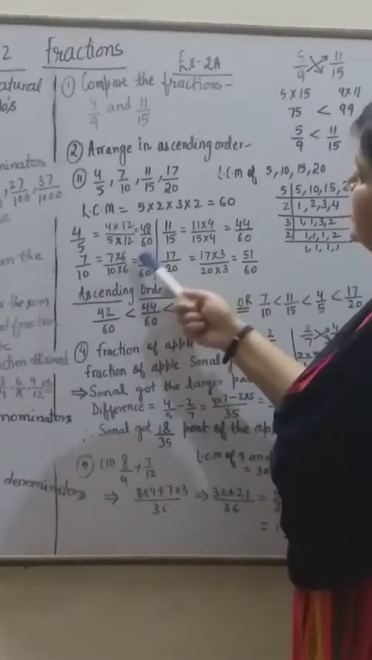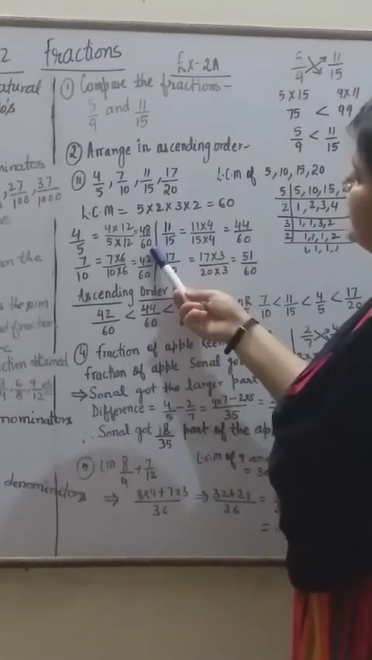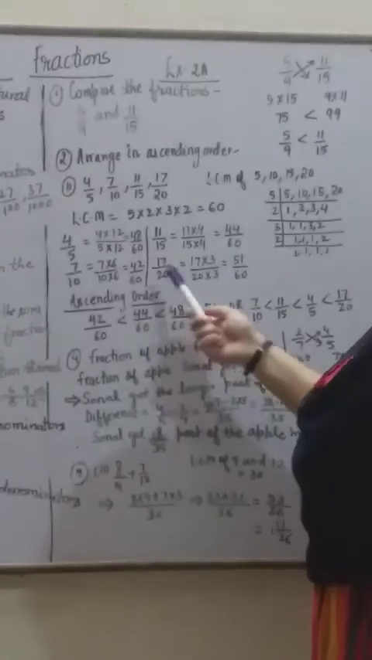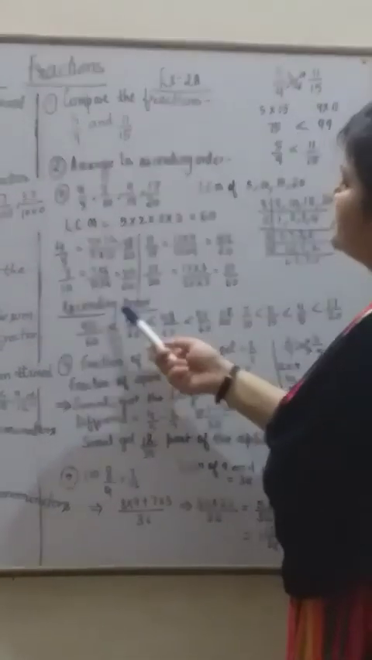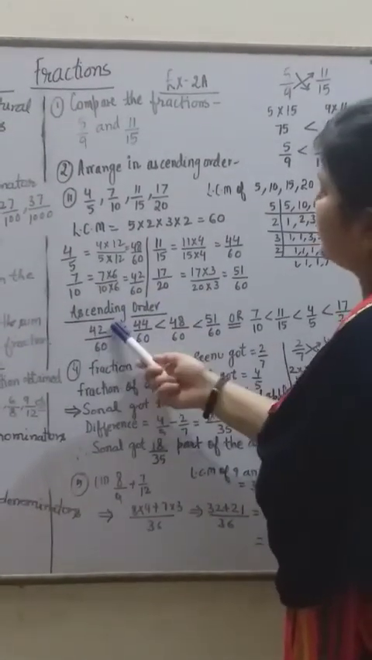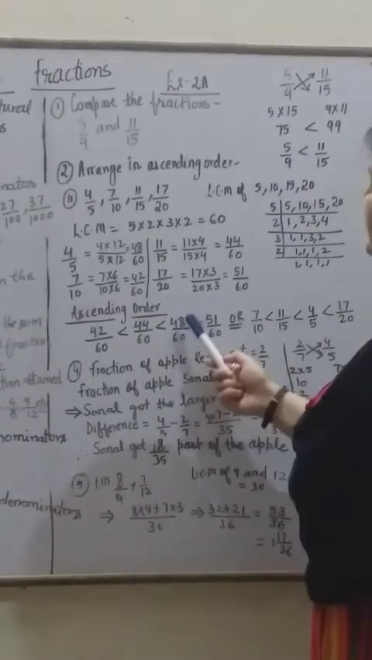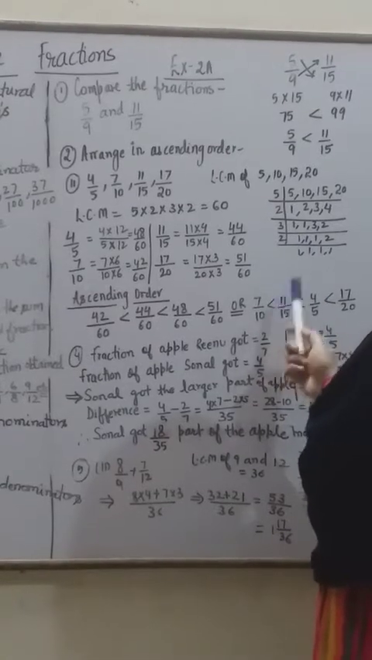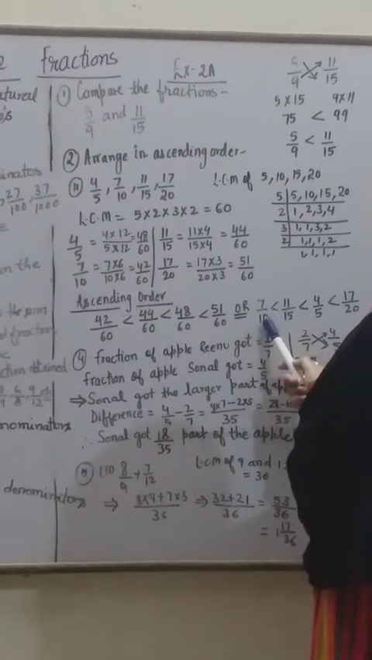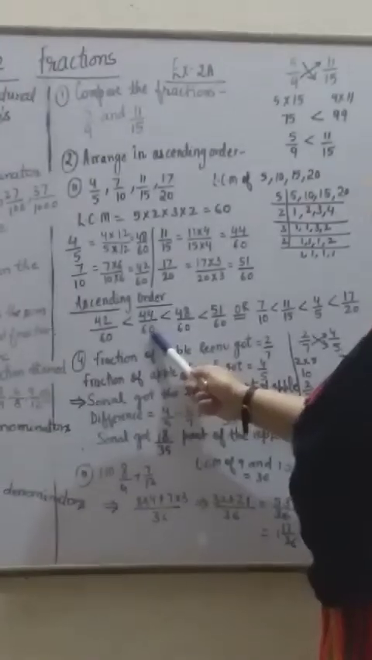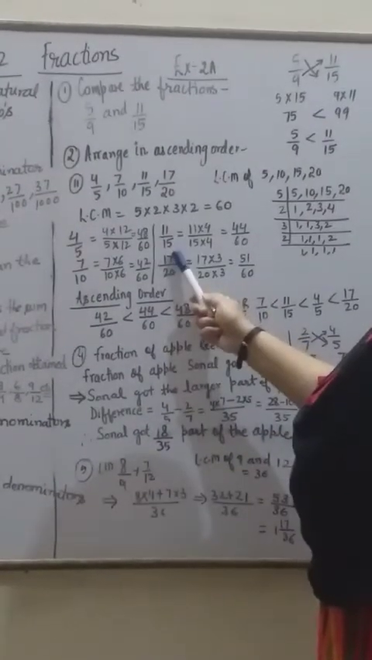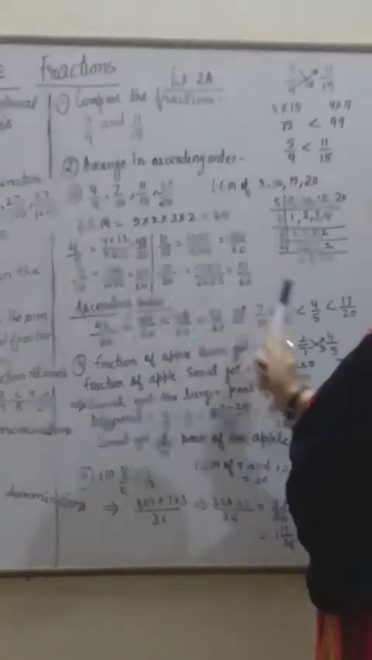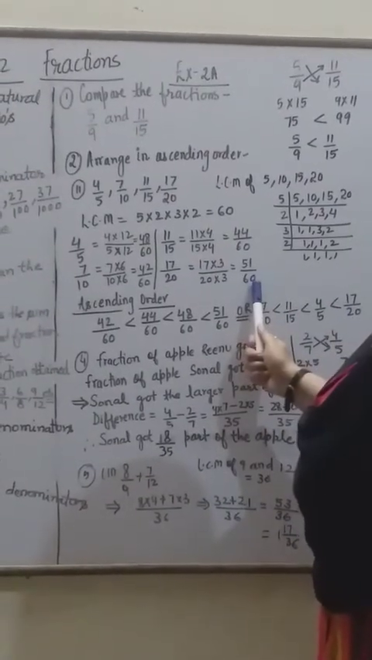Likewise, we will do the same for the other three fractions. So we have got 48 upon 60, 42 upon 60, 44 upon 60 and 51 upon 60. Now these are all like fractions, so we can arrange them easily in ascending order: 42 upon 60, 44 upon 60, 48 upon 60, 51 upon 60. We can also write our answer in the original given fraction form. 7 upon 10 is 42 upon 60, 11 upon 15 is 44 upon 60, 4 upon 5 is 48 upon 60, 17 upon 20 is 51 upon 60.